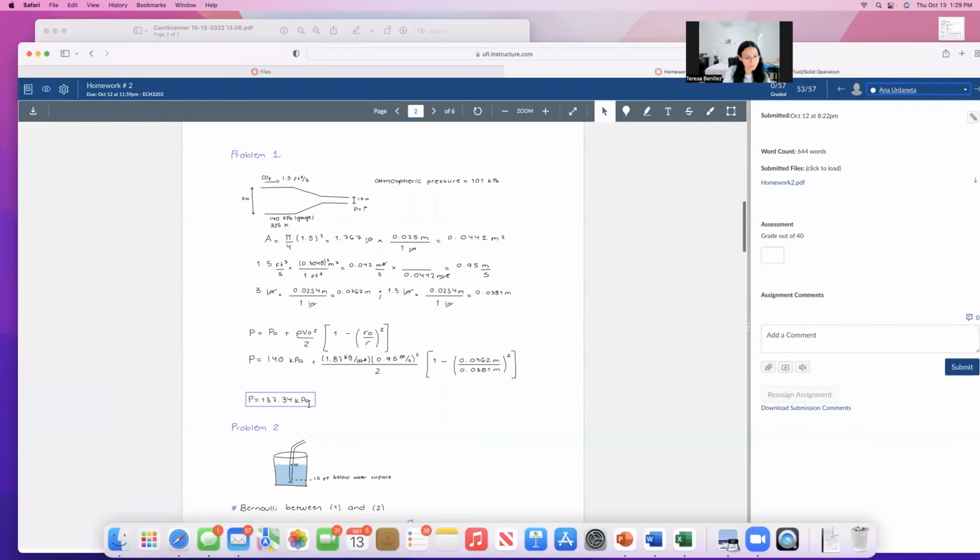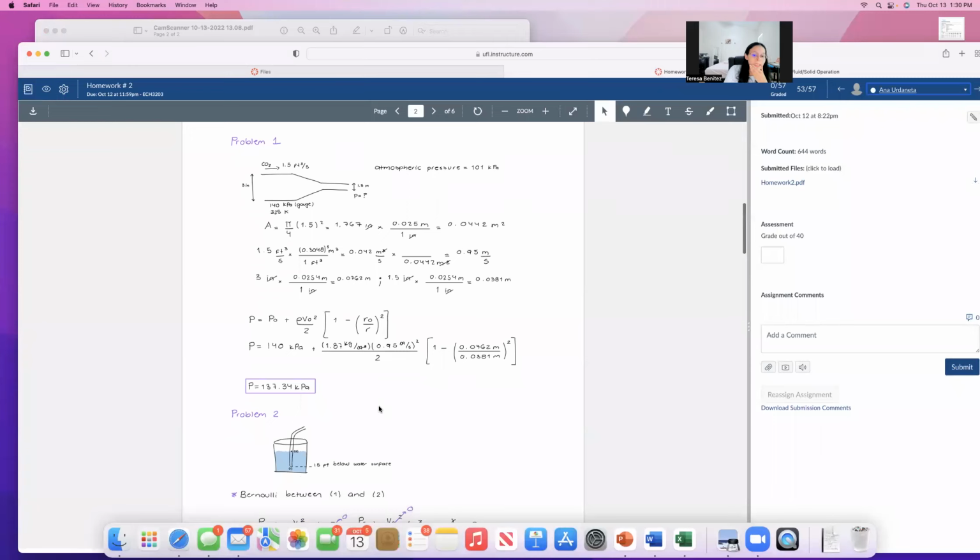All right, here I took a look at the problem, and they did not write that it was gauge. Okay, so I'm just going a little bit faster here already. They did not write that it was gauge, but let me see how they found the density. Oh, man.